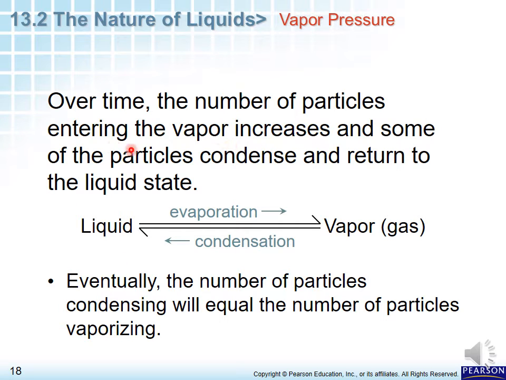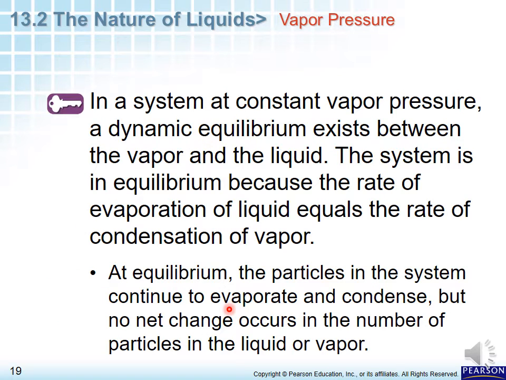Over time, the number of particles entering the vapor increases, and some of the particles condense and return to the liquid state. You can see liquid becoming vapor, a process called evaporation. But after some time, in the condition of dynamic equilibrium, vapor condenses and becomes liquid as well. Eventually the number of particles condensing will equal the number of particles vaporizing. At that time we call this state dynamic equilibrium.